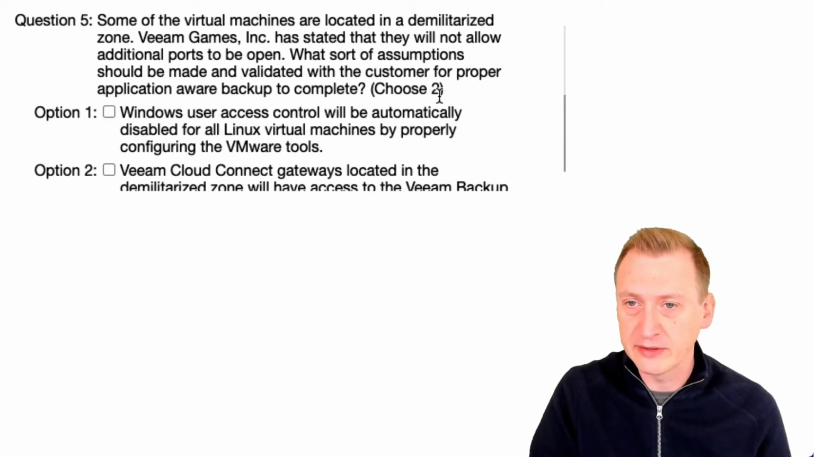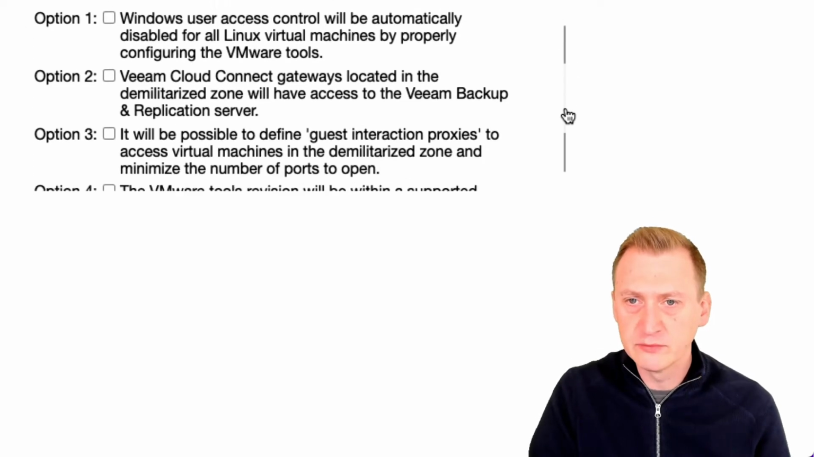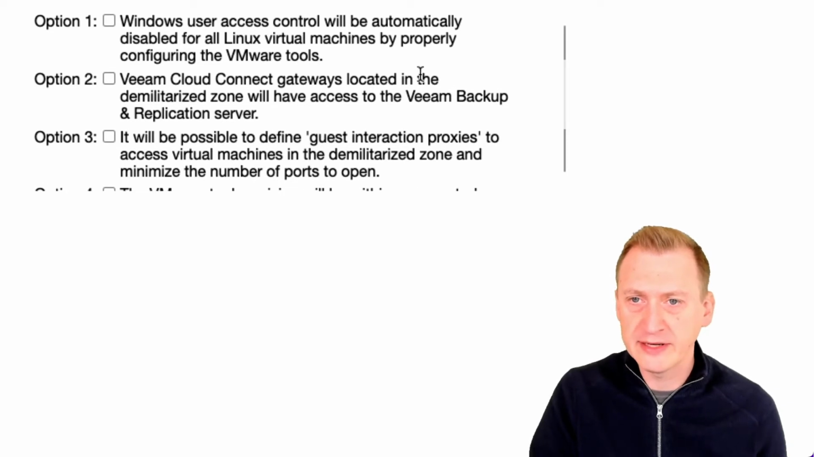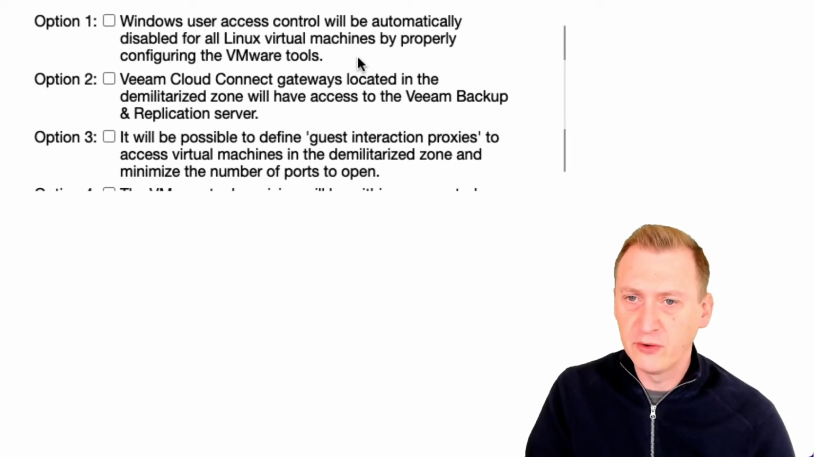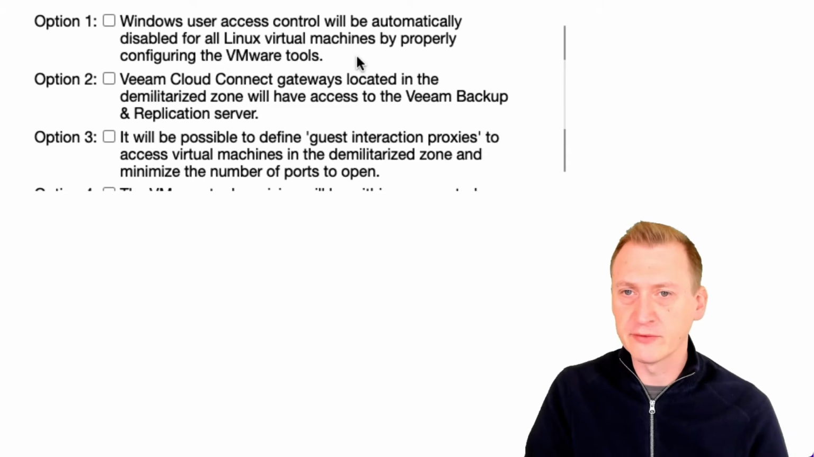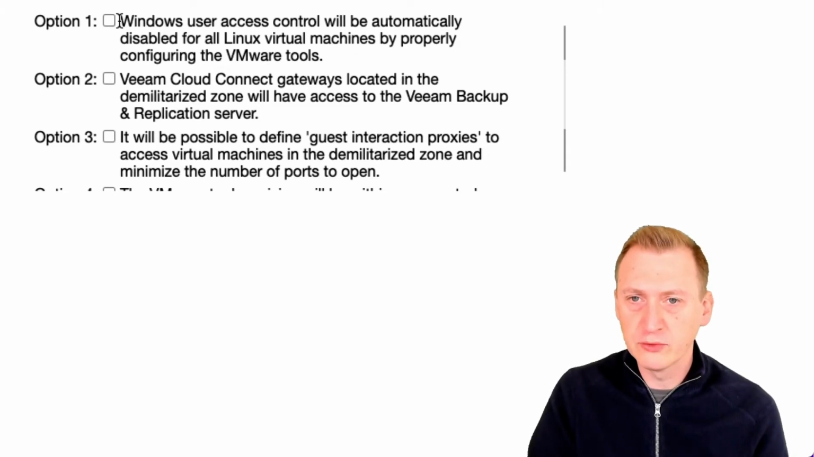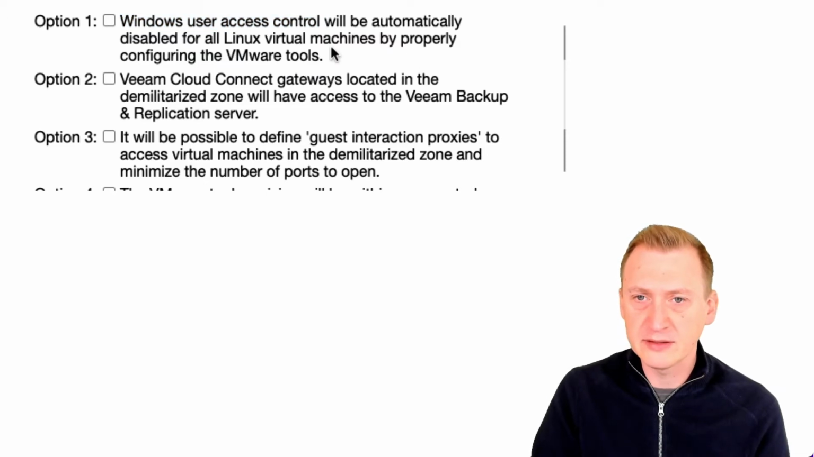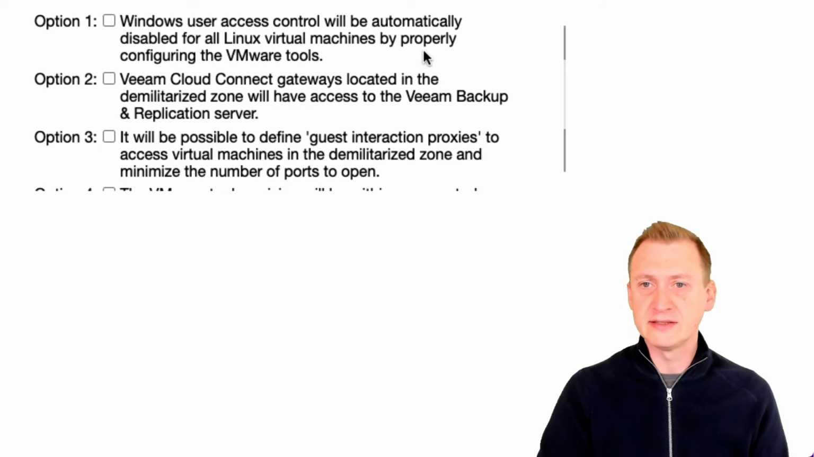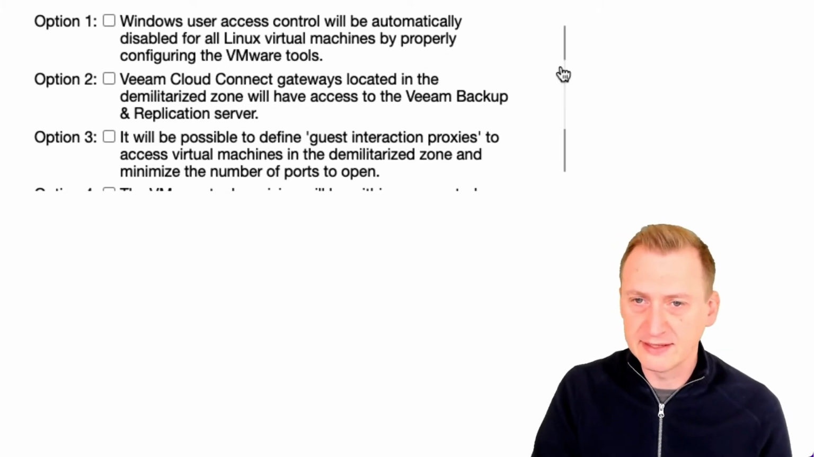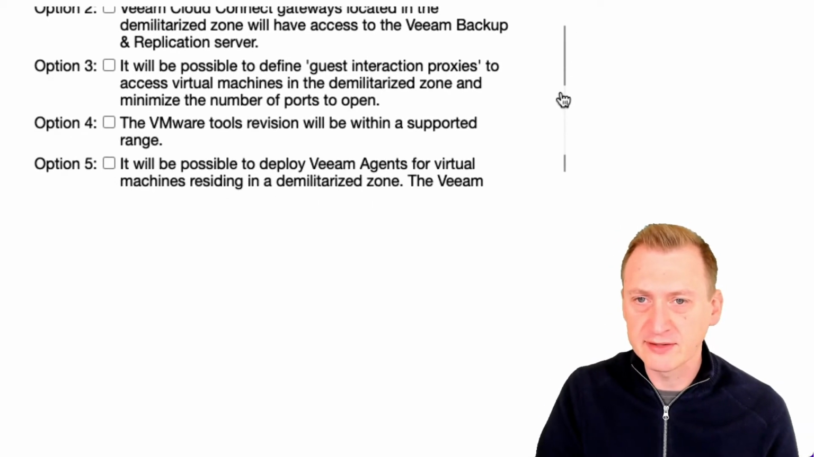So let's take a look here. What options do we have? And notice we have to pick two here. Number one says, Windows user access control will automatically be disabled for all Linux machines by properly configuring VMware Tools. I don't really know why we are mixing user access control, or UAC, with Linux because it doesn't really make any sense. No, that just seems confusing. I think that's a distractor here.